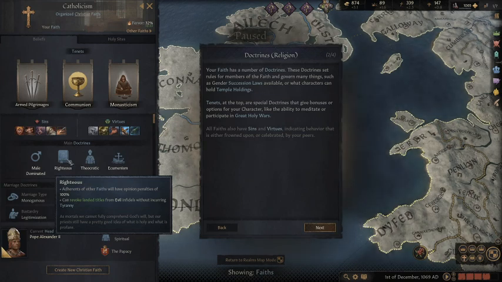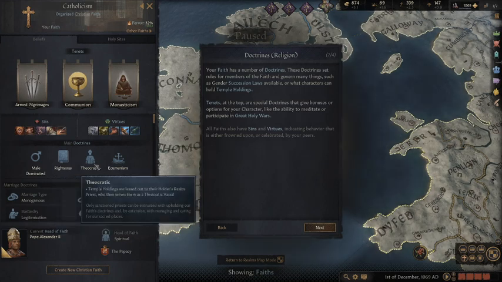Righteous: adherents of other faiths will have opinion penalties of 100%. Can revoke related titles from evil infidels without incurring tyranny. Okay, so it doesn't really describe what exactly it means by evil. As mortals, we cannot fully comprehend God's will, but our priests will have a pretty good idea of what is holy and what is profane.